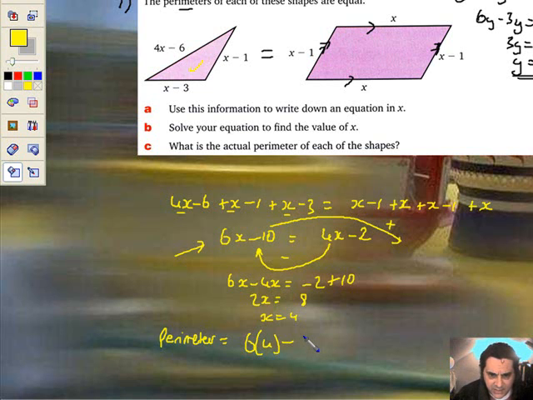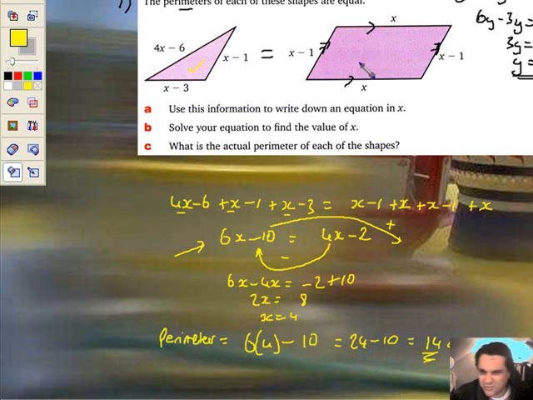So 6x take away 10. I've solved it, but use your actual perimeter. Right. This doesn't make sense to me. Oh, 6 times 4 take away 10. Here we go, let's just do it here. 6 times 4 is 24, take away 10. Answer is 14. It's 14 centimetres, pretend.